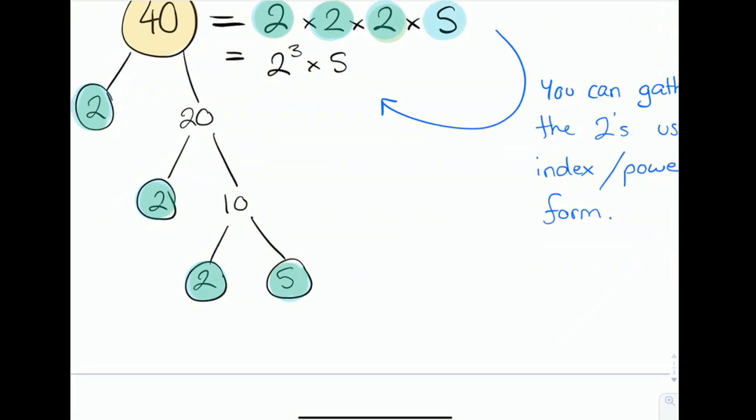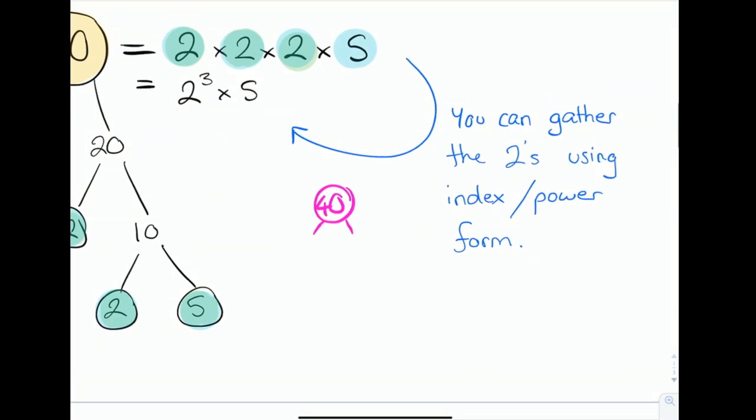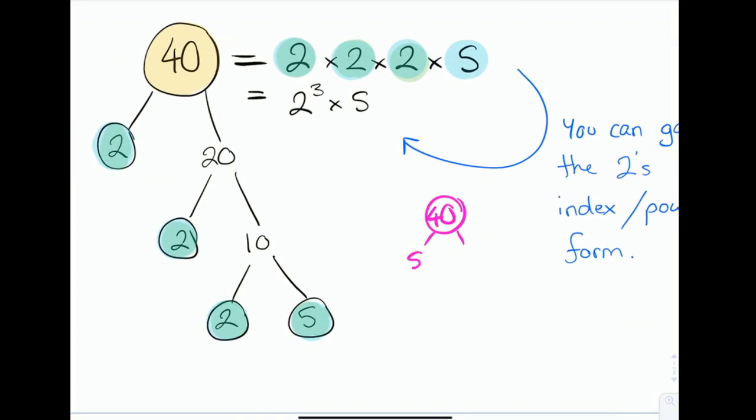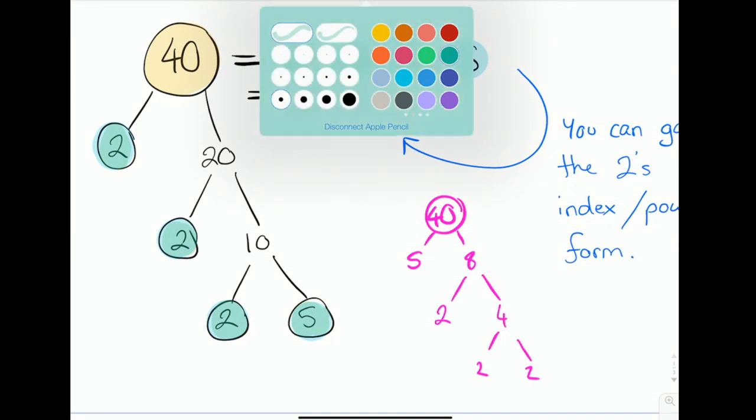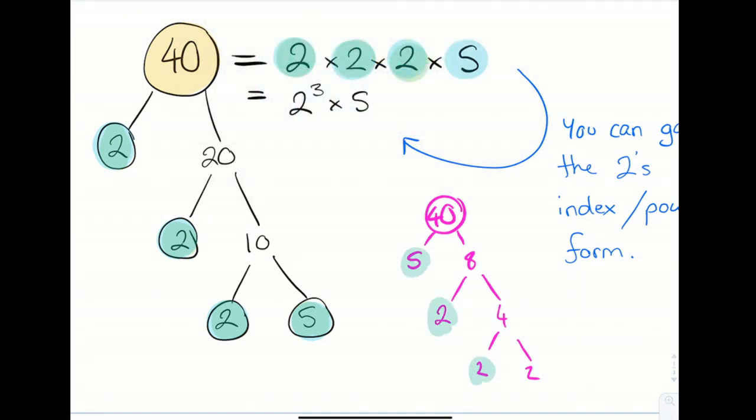So I'll do a new one. Let me do this one in pink. So here's my new factor tree of 40. Let's, instead of dividing it by 2 at the outset, divide it by 5. 5 times 8. Okay, 8 is a composite number, so I can break that up into 2 times 4, and 4 can be 2 times 2. Now if I look at my tree, I've got a 5, a 2, a 2, and a 2, which matches exactly what we have here.